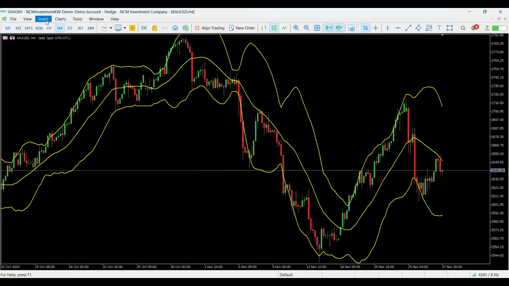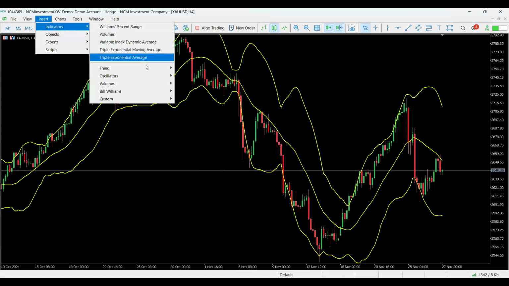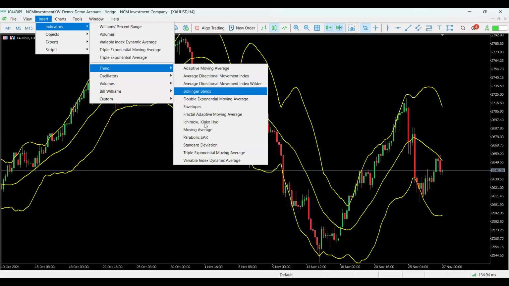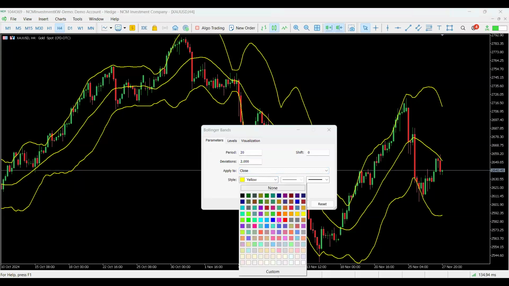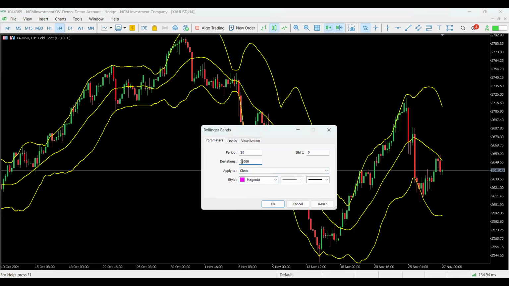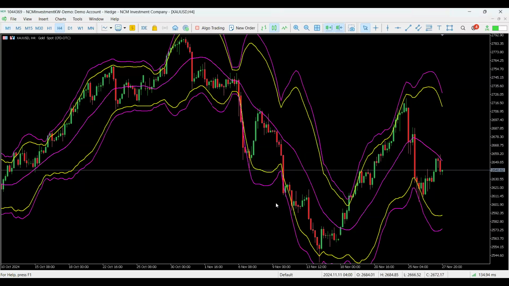Then go again: Insert, Indicators, Trend. Add Bollinger Bands once more and change the color any way you like. Change the deviation from 2 to maybe 1.5. Better to make it 2.5. Like this. Can you see this?